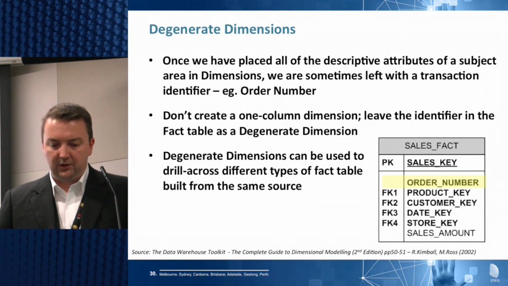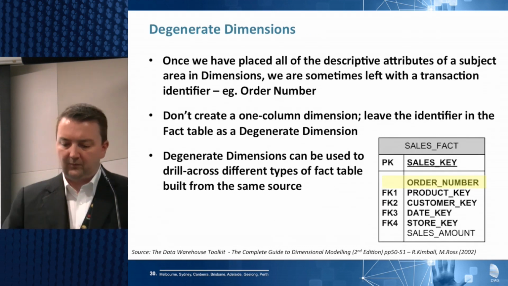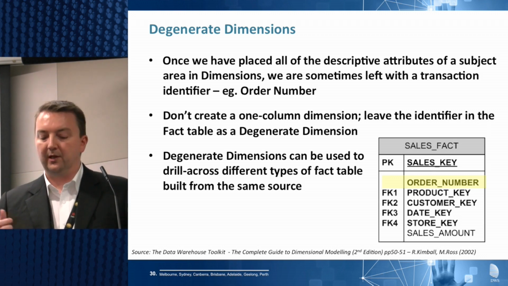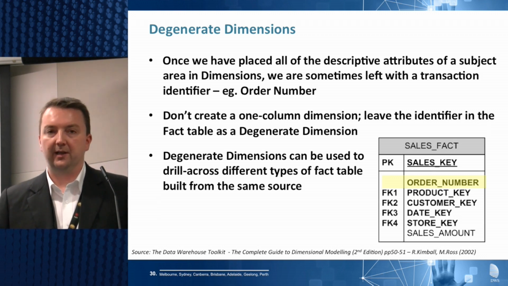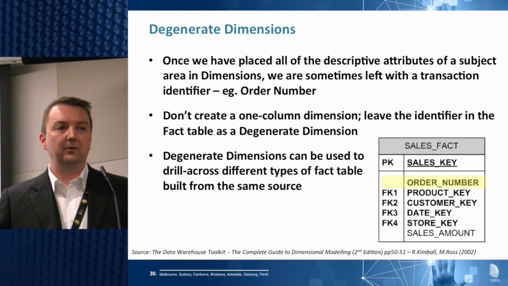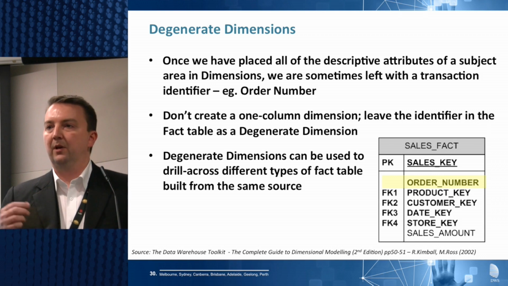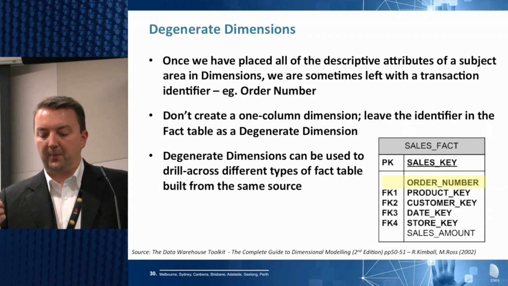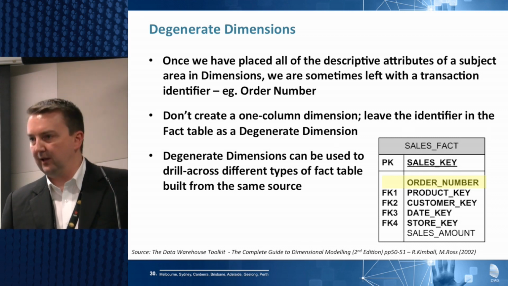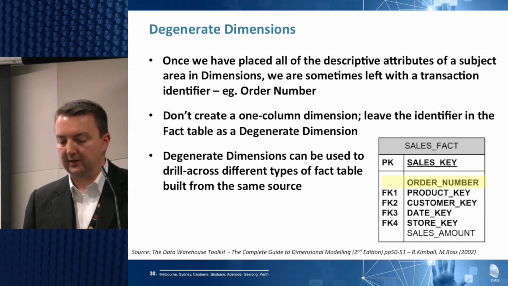All right, degenerate dimensions. So we started off with our sale, and we took all of the descriptive attributes like product and customer and date and store. We moved all those descriptive attributes out into the dimensions. What we were left with was foreign keys and measures, as well as the surrogate key in our fact table.